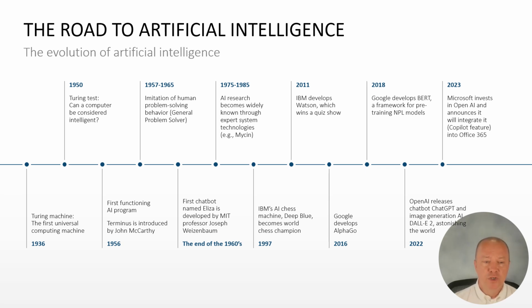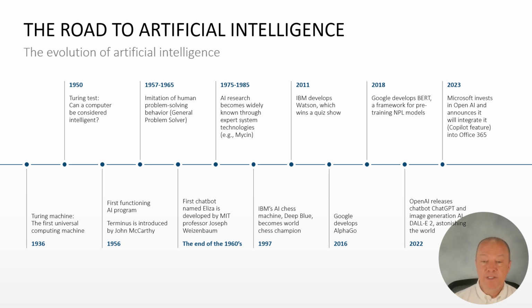We then have our first functioning AI program in 1956, followed by the imitation of human problem-solving behavior in 1957 through 65. And then towards the end of the 1960s, we have our first chatbot named Eliza, developed by an MIT professor. We then have in 1975 through 85 AI research that becomes widely known through expert system technologies. And then in 1997, we were excited to see IBM's AI chess machine, Deep Blue, becoming the world chess champion. And then in 2011, IBM developed Watson, which went on to, of course, win game shows.